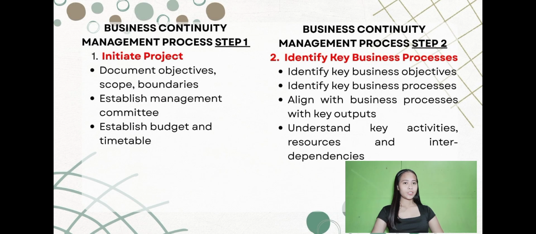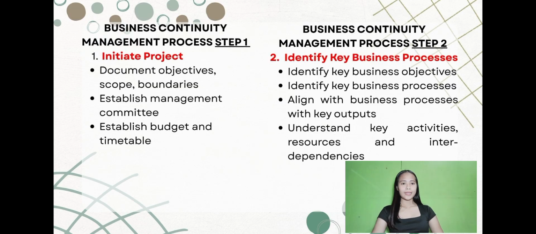Business continuity management process, step 1. Initiate project. This is the starting phase of the business continuity management process. The goal is to set a clear direction and prepare the foundation for all business continuity management activities. It includes documenting objectives, scope, boundaries, establishing a management committee, establishing budget, and timetable.